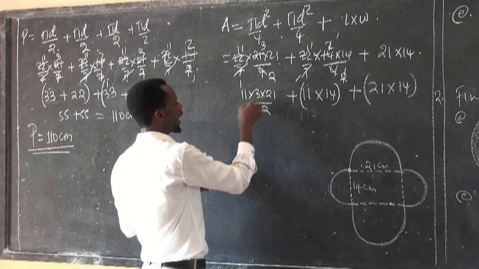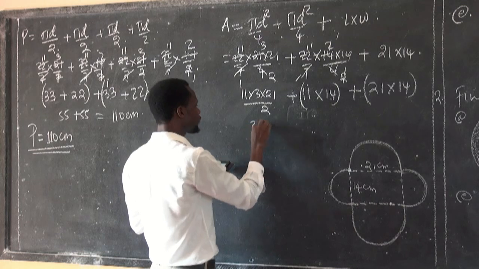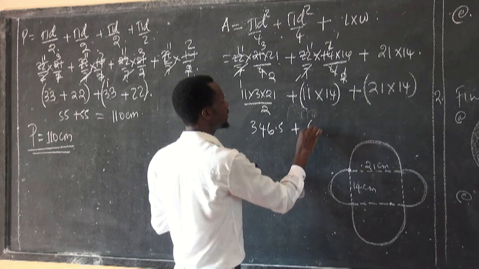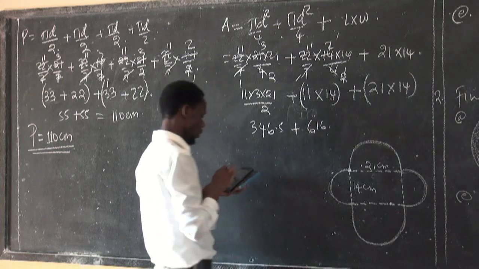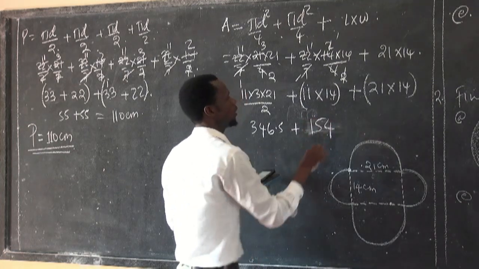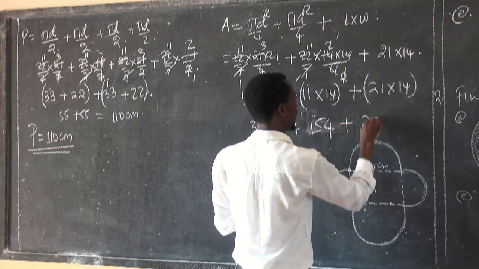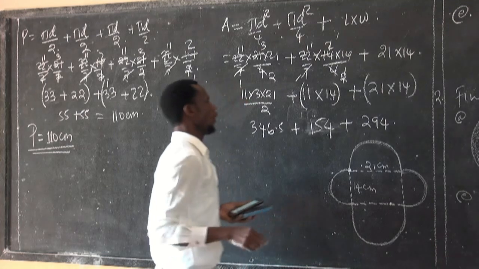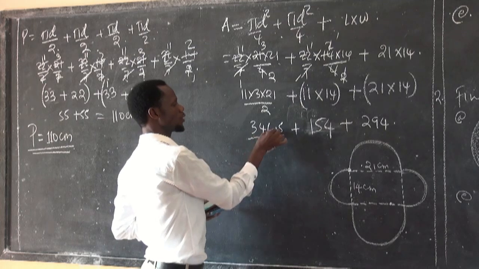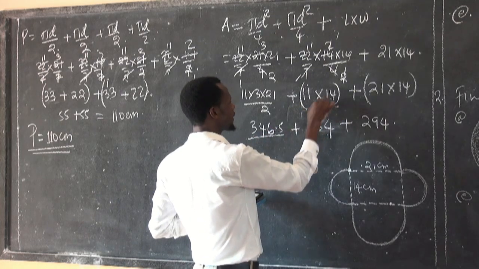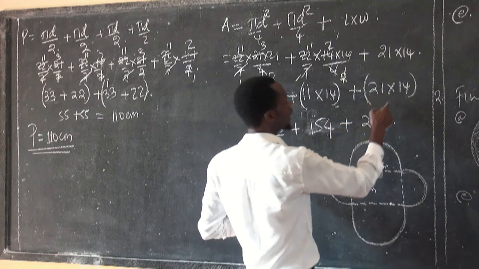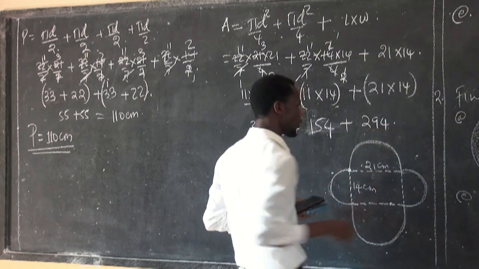Then after multiplying and dividing by 2, you get 346.5. So after multiplying this one, you get 346.5. And after multiplying 11 times 14, you get 154. And after multiplying 21 times 14, you get 294.